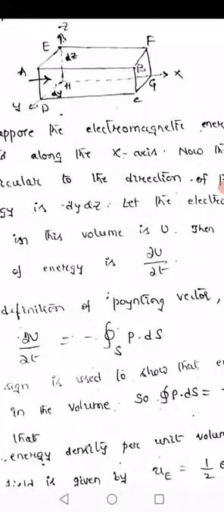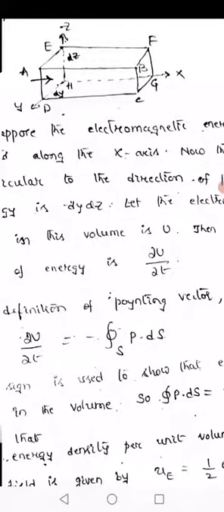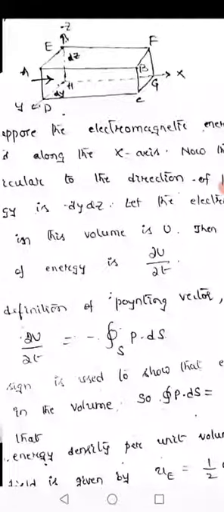So when the energy is entering into the volume, the rate of change of energy inside the volume will increase. That means the rate of change of energy is positive. That's why dou U by dou T equals minus of P dot dS. Suppose the energy is leaving. That means it is leaving through the side B, through the area BFGC. dS is always perpendicular to that area, that means it is towards the right hand side, and energy is also leaving along the right hand side.